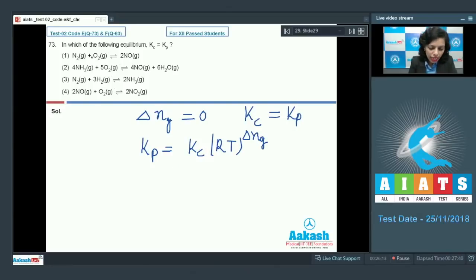Let's check the first reaction, in which the value of delta Ng is 0, because there are 2 gaseous moles here, and if we talk about the reactant side, 2 gaseous moles are there. It means delta Ng is 0. While if we check the other reactions, it is not so.